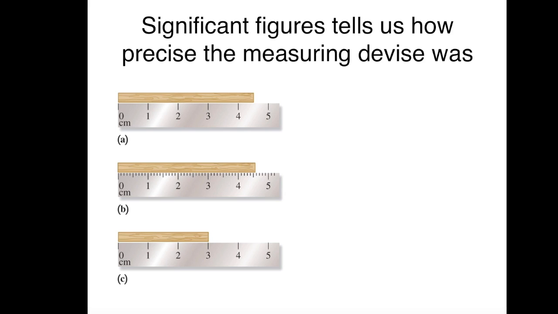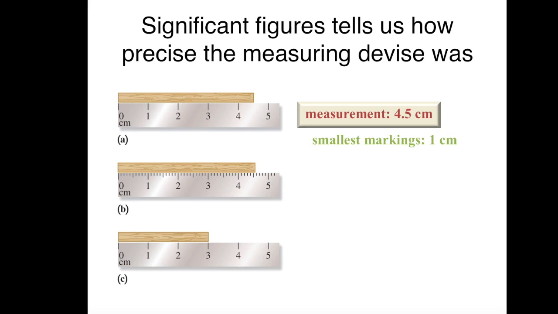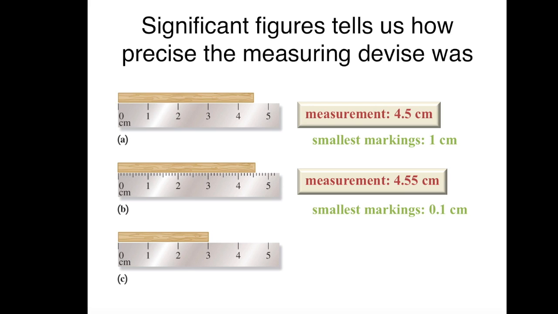All right, if we go back to our measurement of A, we said 4.5 centimeters is the length of the stick. Again, the smallest marking was 1 centimeter. In B, though, we can say the measurement was 4.55 centimeters. Why? Because the smallest marking is 0.1. So you can say this is 4.5, this is 4.6. So we know the stick's length is between 4.5 and 4.6, right?